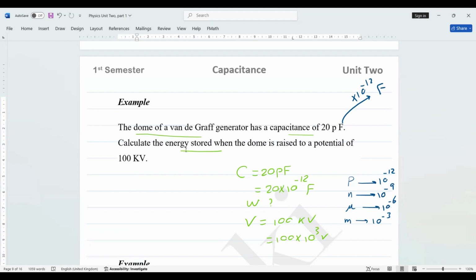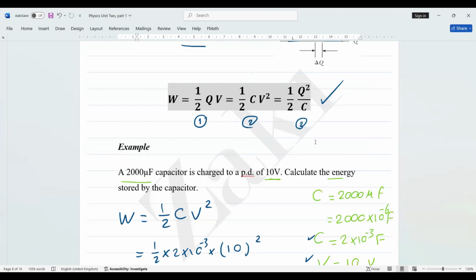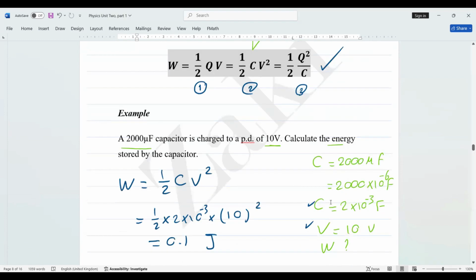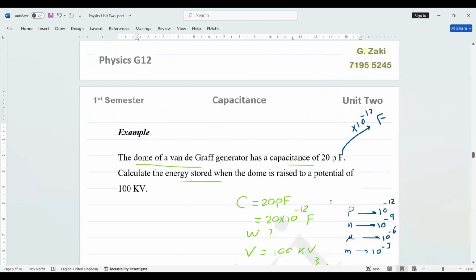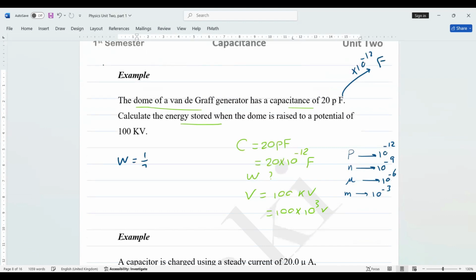Now we have C and V. Which formula do we use? Let us return back. Yes, the second formula, because we have C and V. So half CV squared. Then we write the formula: the energy equals half CV squared. Now, half multiply C, which equals 20 multiply 10 power negative 12, multiply the bracket, 100 multiply 10 power 3, which is 10 power 5, squared.